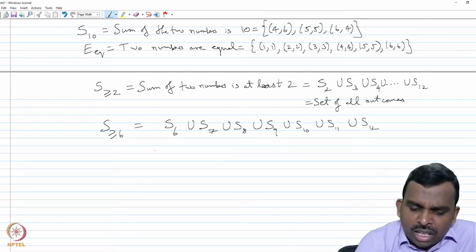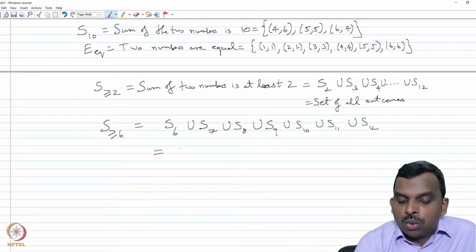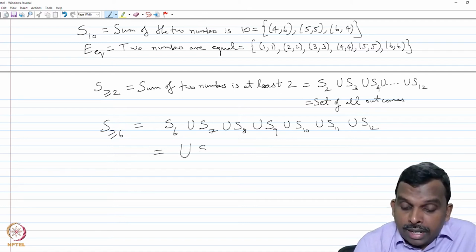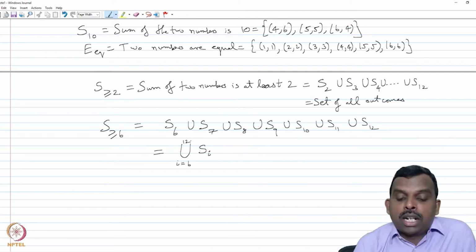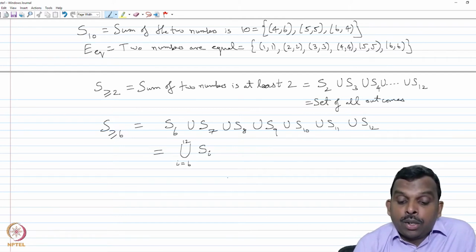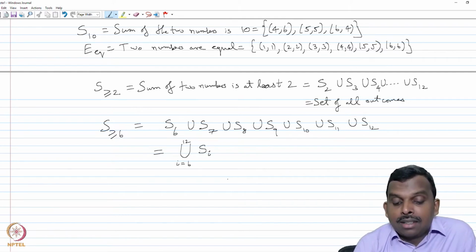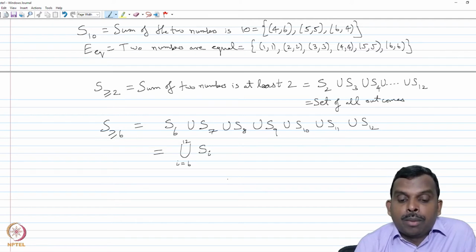Now there's a shorthand notation for these things. You don't have to keep writing these unions so many times. You can write S sub, say, I, and you can say I goes from 6 to 12. Okay, this is a very convenient shorthand notation to indicate that you're going to take unions of all these S_i starting from 6 going all the way up to 12.